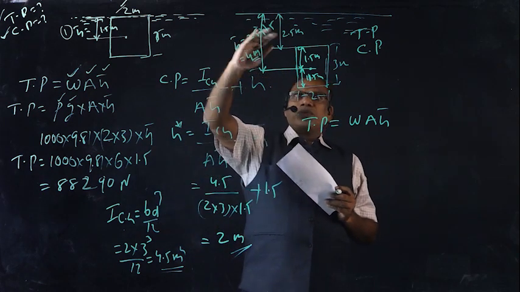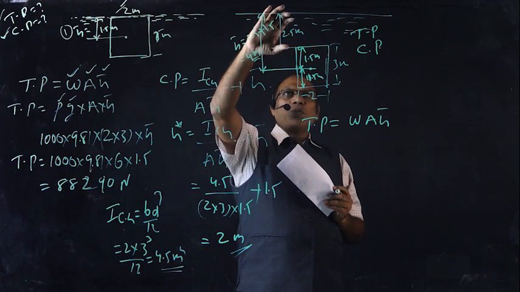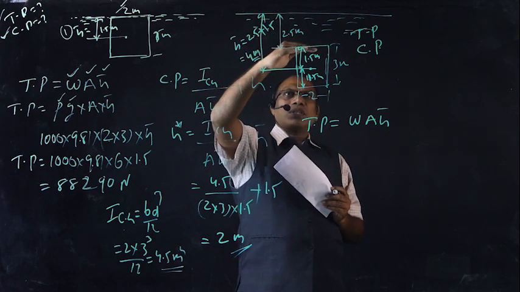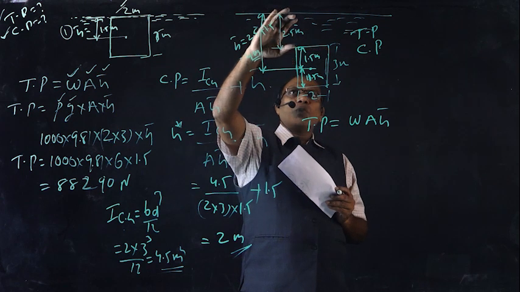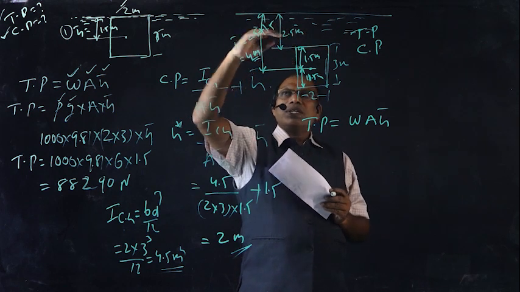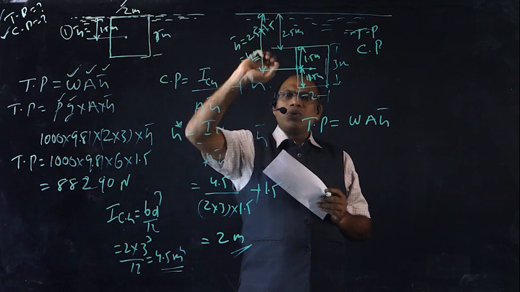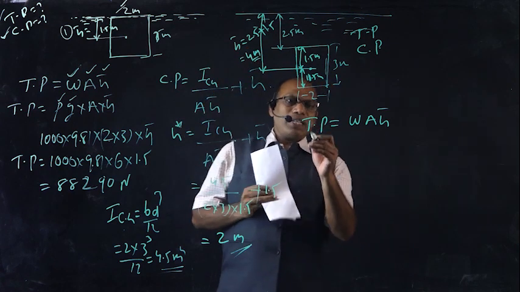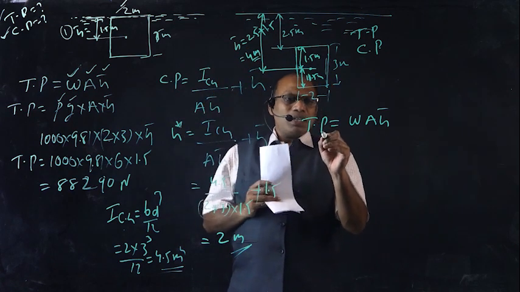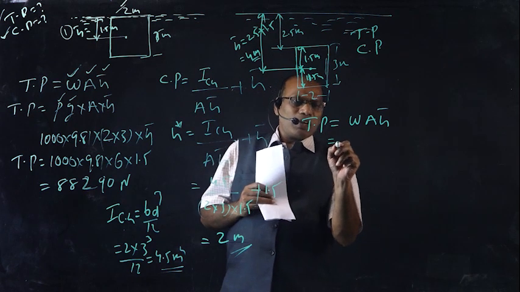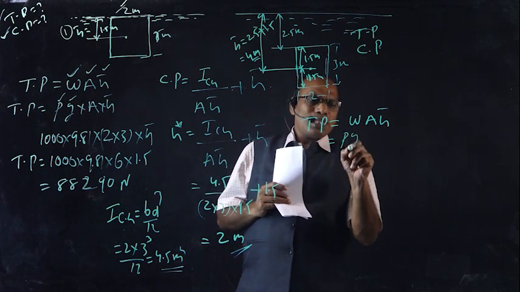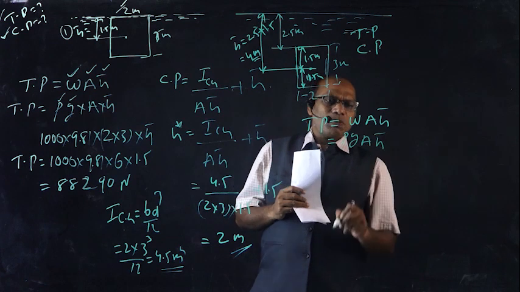In the case of the second problem, the top of the body is 2.5 meters from the free surface. Therefore, H bar is equal to 4 meters. Therefore, total pressure or pressure force equals rho G A H bar.